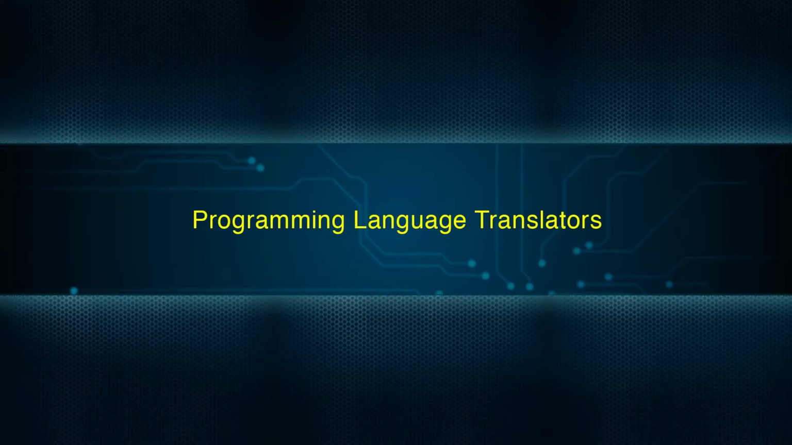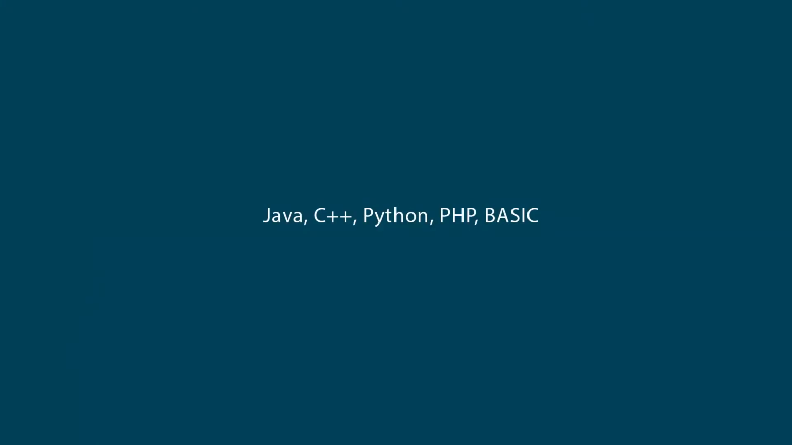Programming language translators. These are intermediate programs relied on by software programmers to translate high-level language source code to machine language code. The former is a collection of programming languages that are easy for humans to comprehend and code, that is Java, C++, Python, PHP, BASIC, etc. The latter is a complex code only understood by the processor.